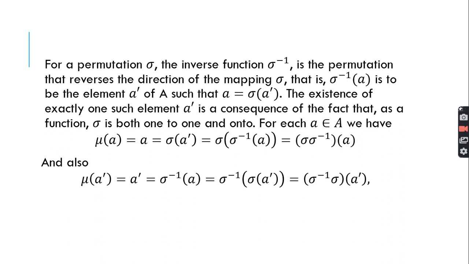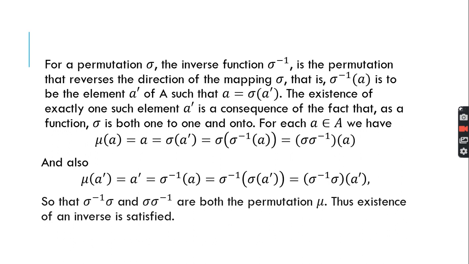Applying function composition, we get inverse sigma of the sigma of a prime. By associative property, we get inverse sigma, sigma of a prime. So inverse sigma, sigma, and sigma, sigma inverse are both the permutation mu. Thus, existence of an inverse is satisfied.